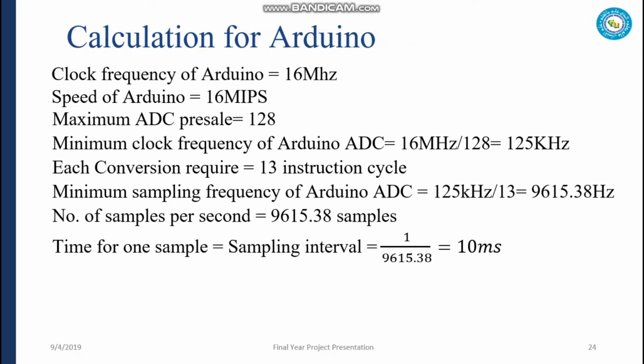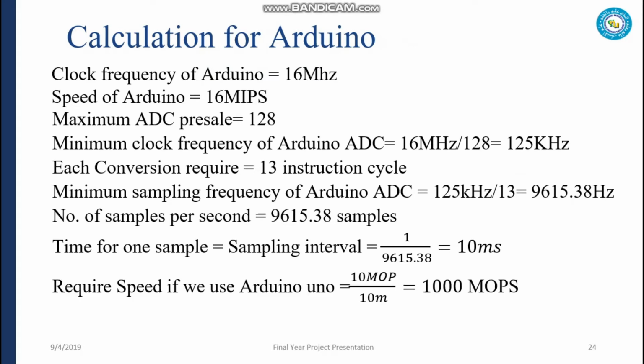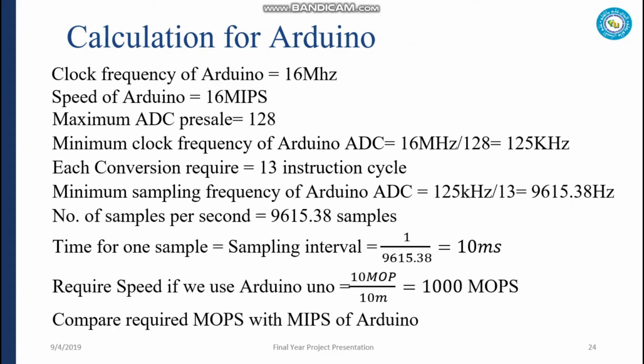From the time budget we can calculate how much processing power a microcontroller needs to process my algorithm, which is equal to 1000 million operations per second. But if we compare this to the speed of Arduino, then we deduce that Arduino can never process the algorithm. Arduino doesn't have the processing capability to process this algorithm.